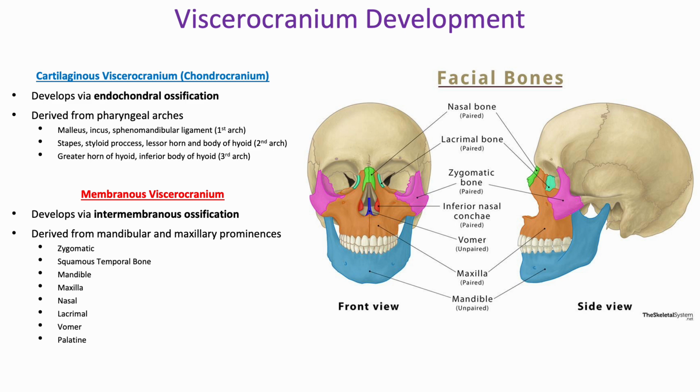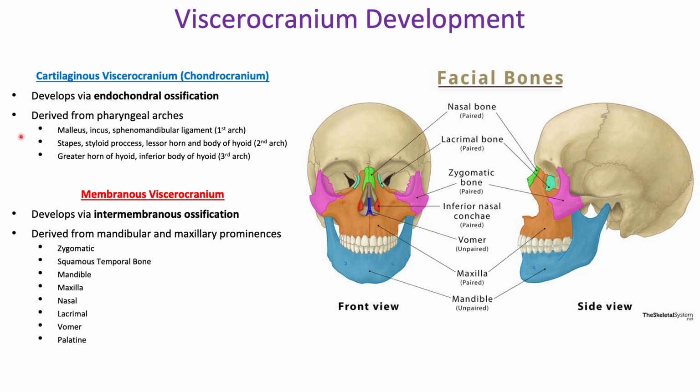What we also need to think about is the viscerocranium development. The viscerocranium refers to all of the bones of the face, so you can think of these as your facial bones. Again, we're going to break this up into two components: a cartilaginous viscerocranium and a membranous viscerocranium. They're referred to this way because there are two different processes by which they are derived. The cartilaginous viscerocranium is formed via endochondral ossification, which is a cartilaginous template before it's ossified into bone. These components are all the components derived from the pharyngeal arches.